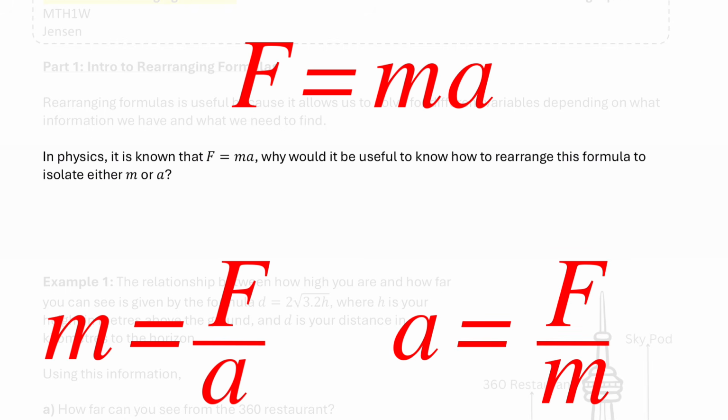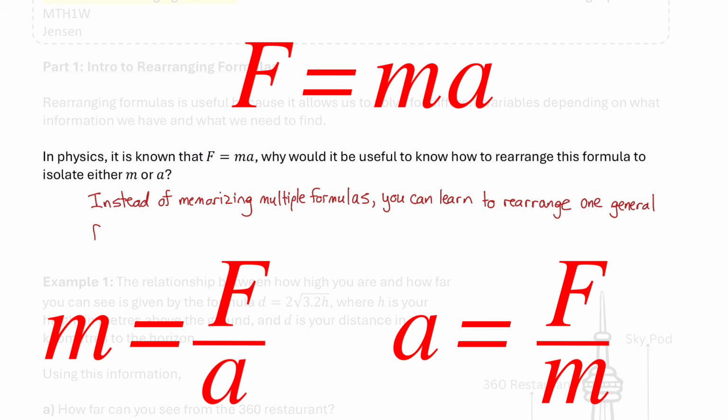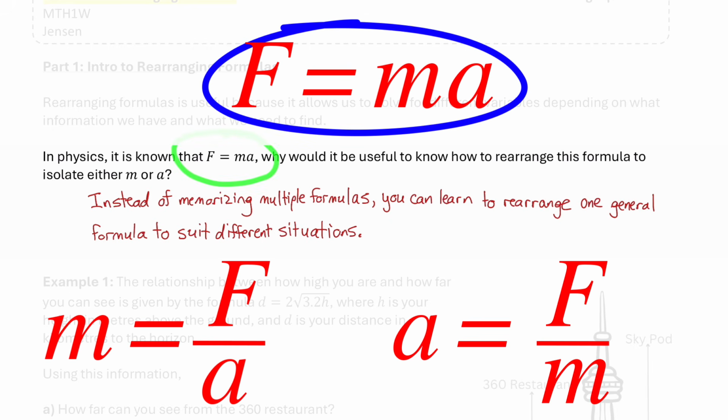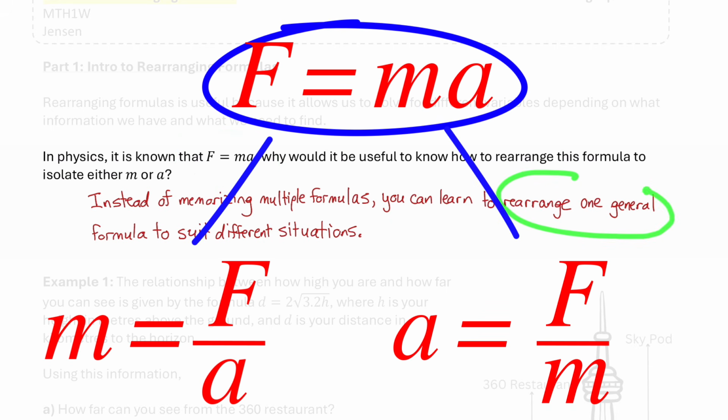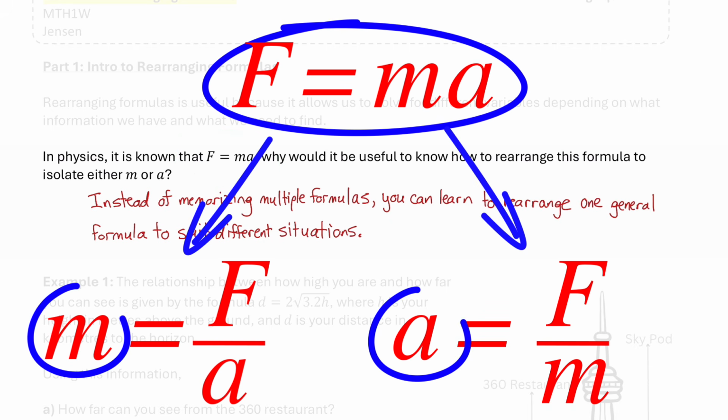But why would it be useful to know how to rearrange this formula to isolate either m or a? Well, it would be useful because instead of memorizing multiple formulas, you can learn to rearrange one general formula to suit different situations. So instead of having to memorize all three versions of the formula for the relationship between force, mass, and acceleration, we can just memorize this one general formula, force equals mass times acceleration, and then learn how to rearrange that general formula to isolate either of the other variables.